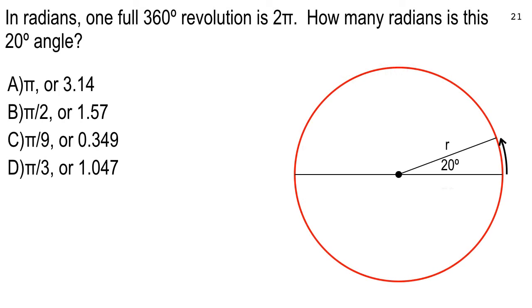Question number 2. In radians, one full 360-degree revolution is 2 pi. How many radians is this 20-degree angle? Another fraction of a circle, a fraction of a revolution.